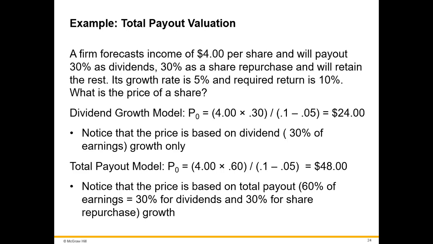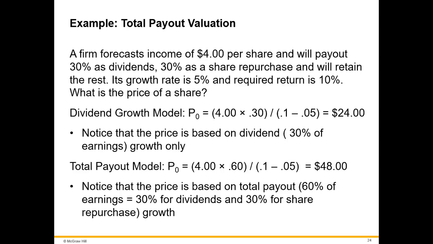A firm forecasts income of $4 per share and will pay out 30% as dividends, 30% as a share repurchase, and will retain the rest. So they get $4, that's their forecast of income. So their earnings per share is $4. They're going to take 30% out and pay it right out, so $1.20 pays out as a dividend. They're going to take another $1.20 and repurchase shares, so there's another $1.20 going to the stockholder, and will retain the rest. So the other 40% or $1.60, they're going to keep in the company.